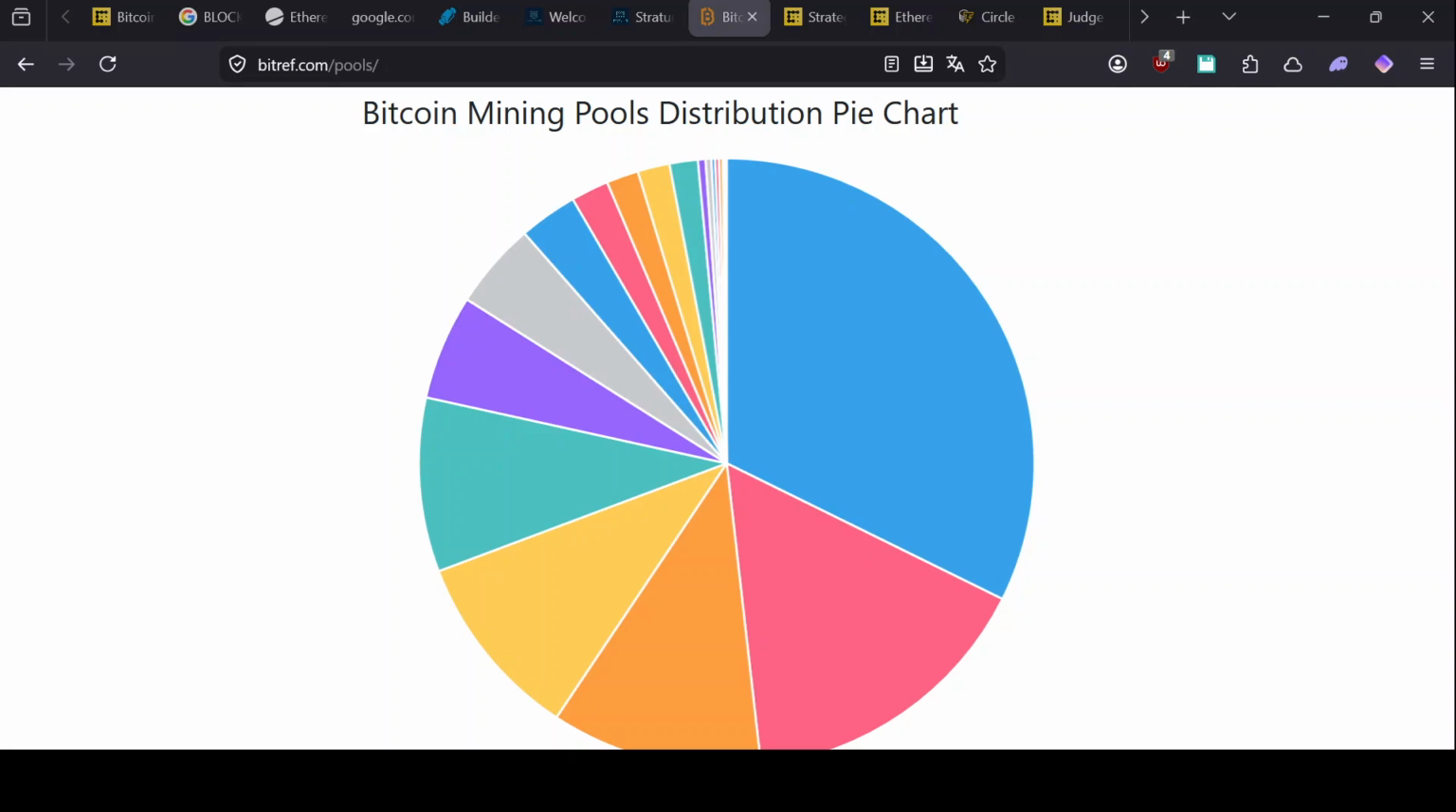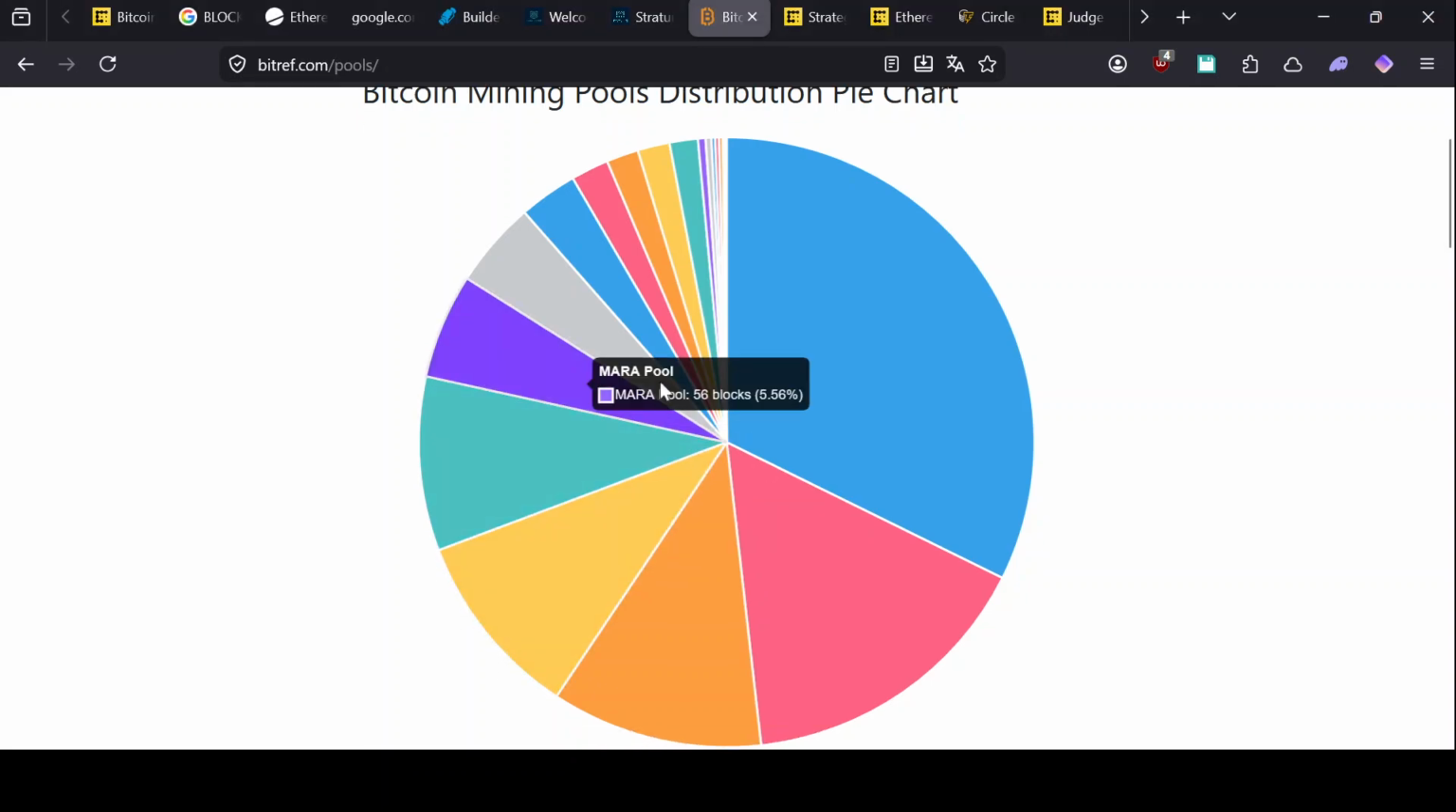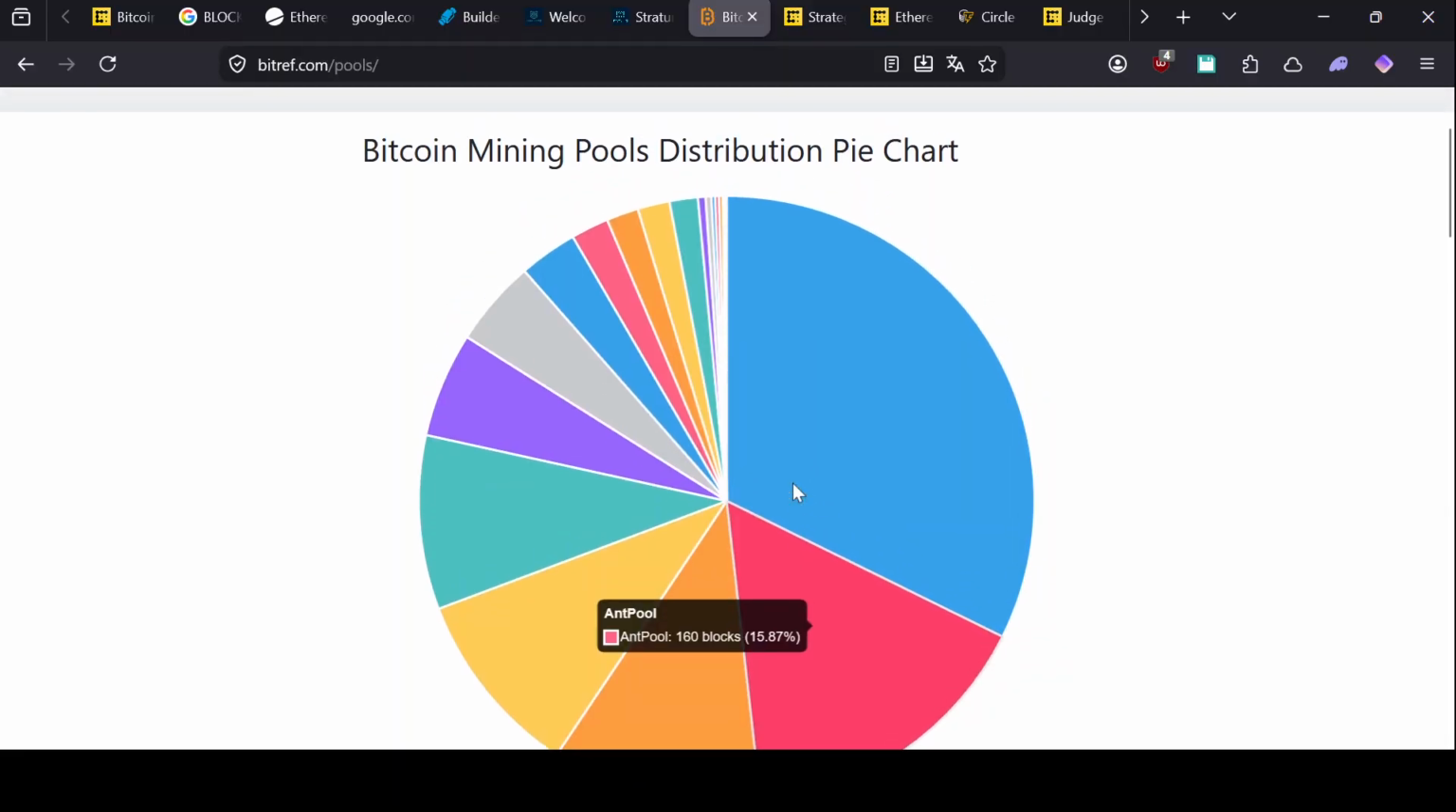What you're seeing here is the distribution of Bitcoin mining pools. We currently have 3 pools that together represent more than 50% of global Bitcoin mining. And actually, 2 pools are almost at 50%. Look at this, Foundry USA and AntPool. So there is a very high level of centralization at the mining pool level.